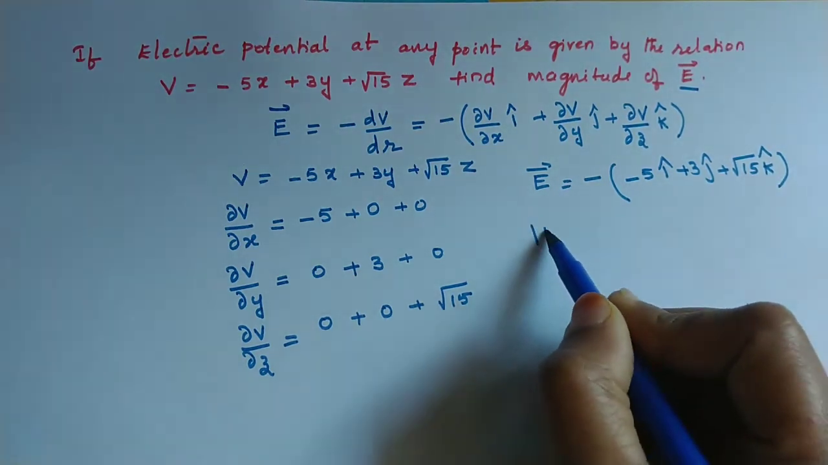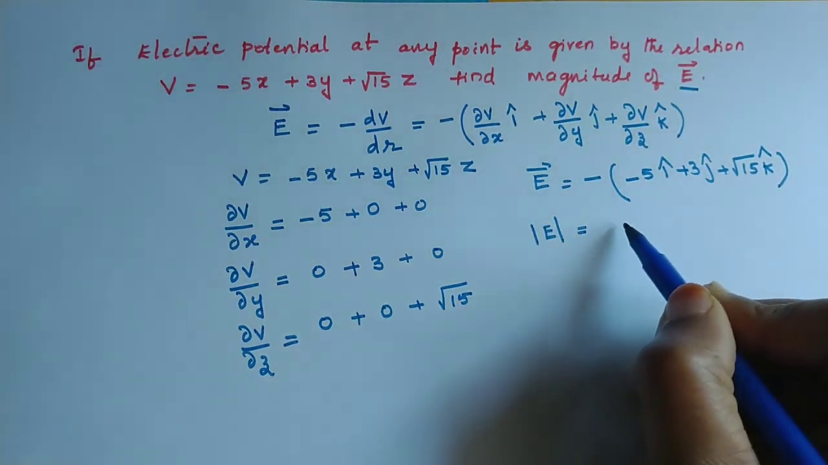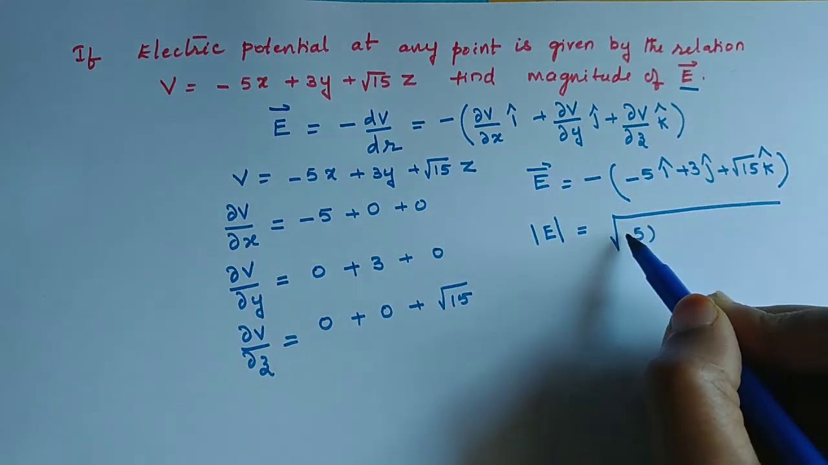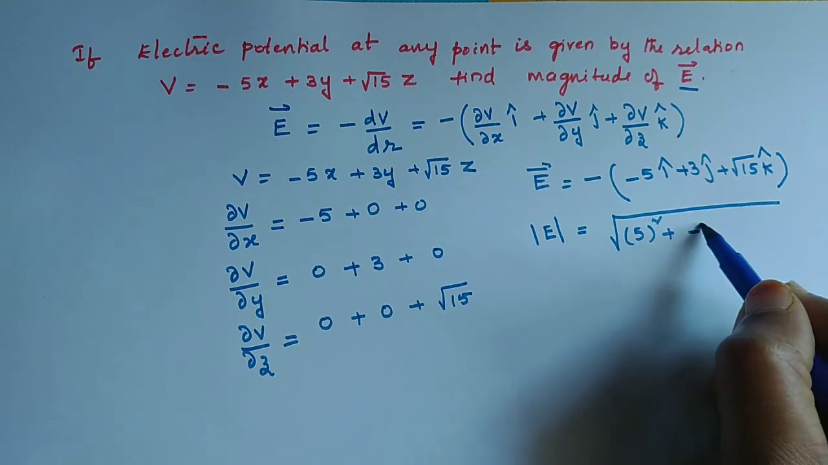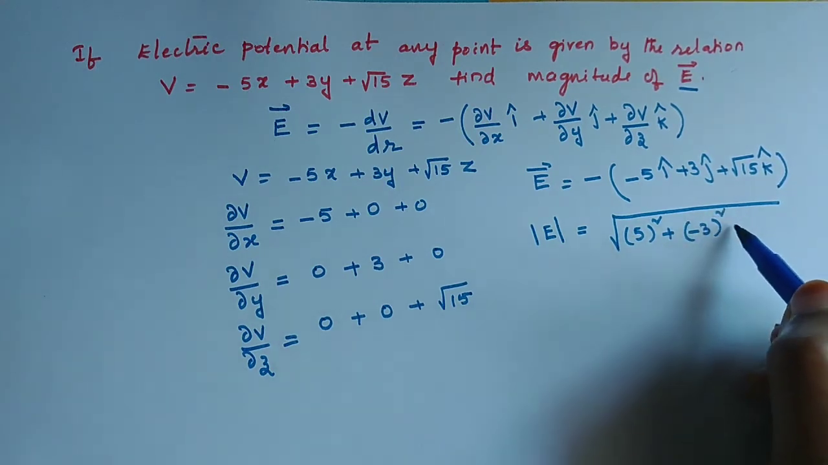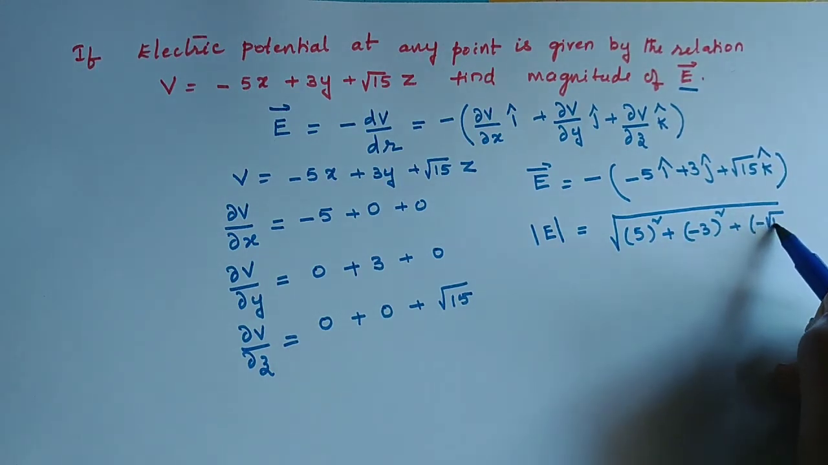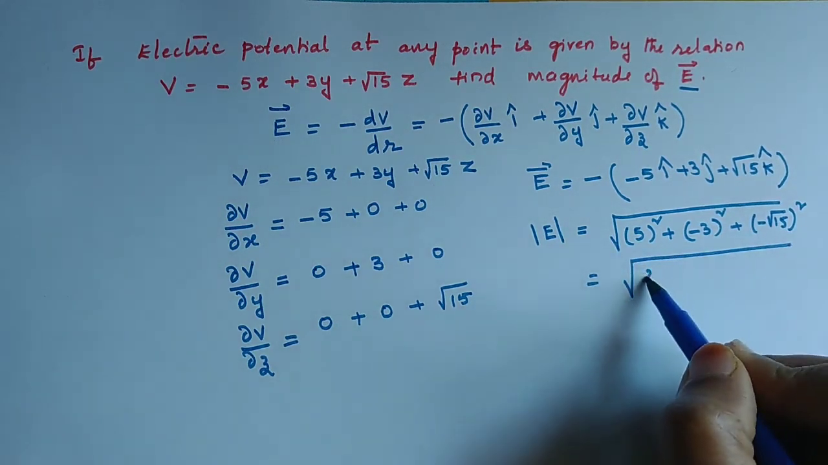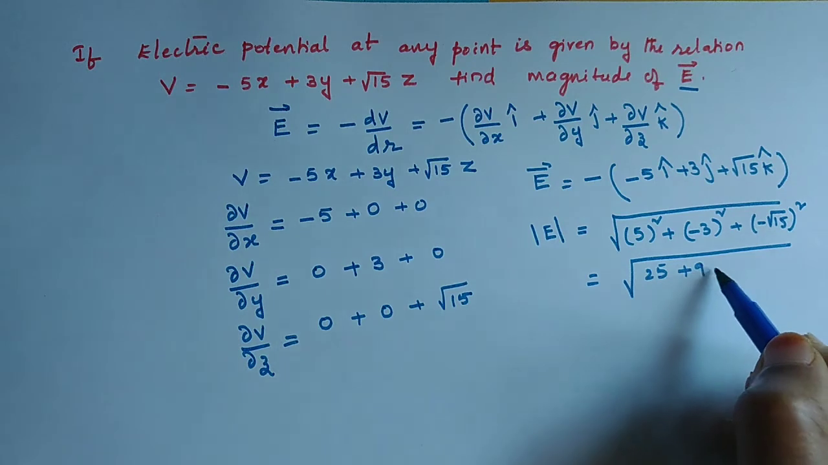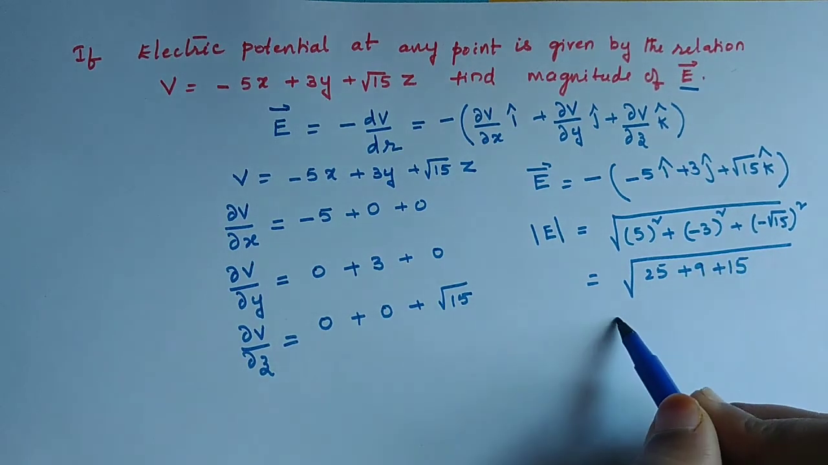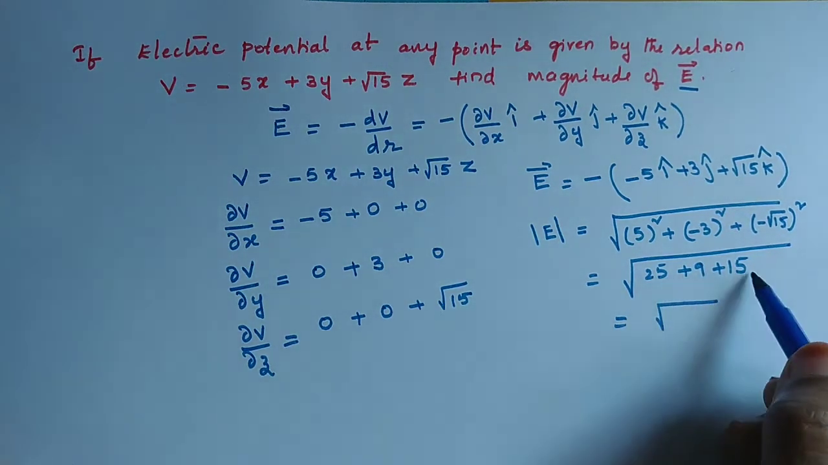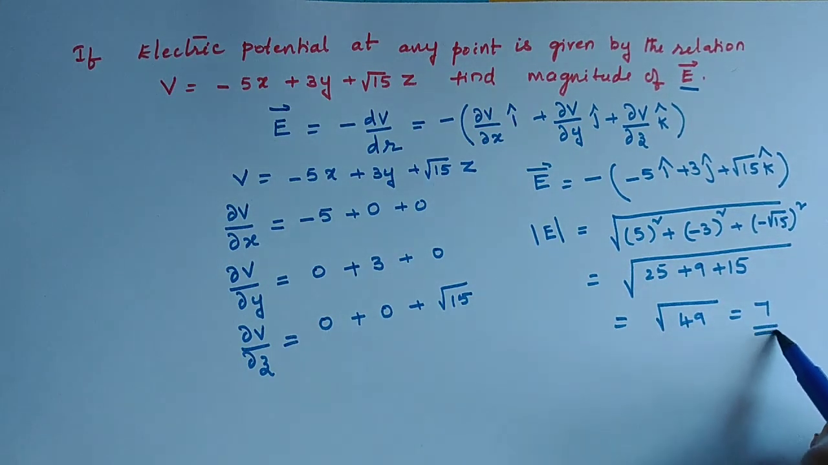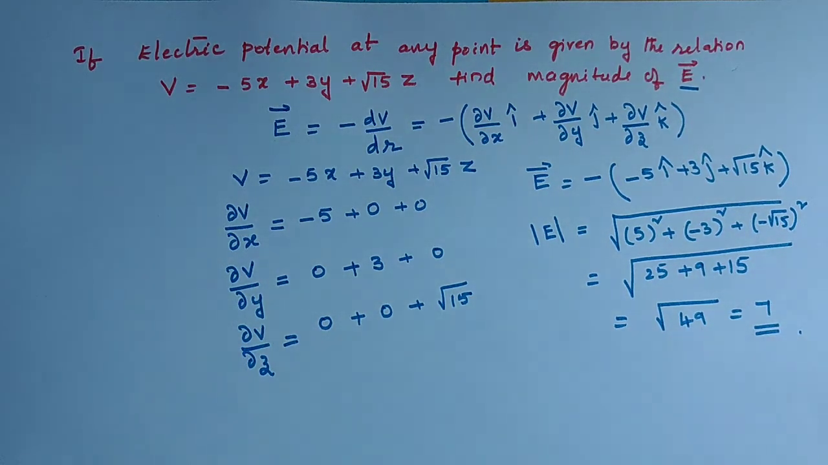And anyway, we need the magnitude of this vector. Find out the magnitude. It's the square root of (5) whole square plus (minus 3) whole square plus (minus root 15) whole square. That would be the square root of 25 plus 9 plus 15. It is the square root of 49, which is 7 units. So this gives you the magnitude of the electric field.